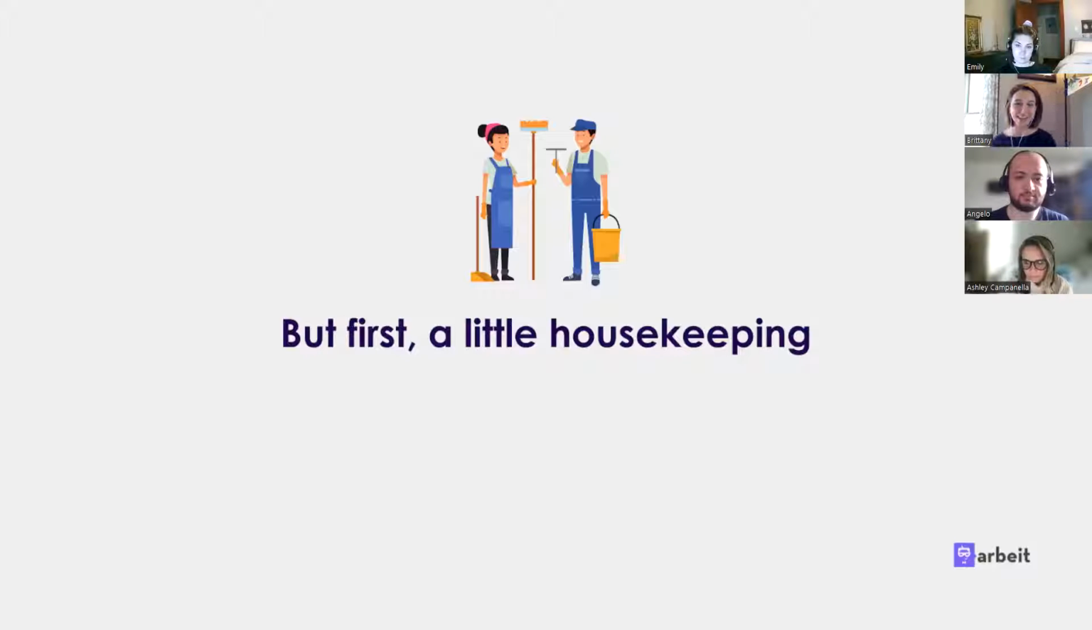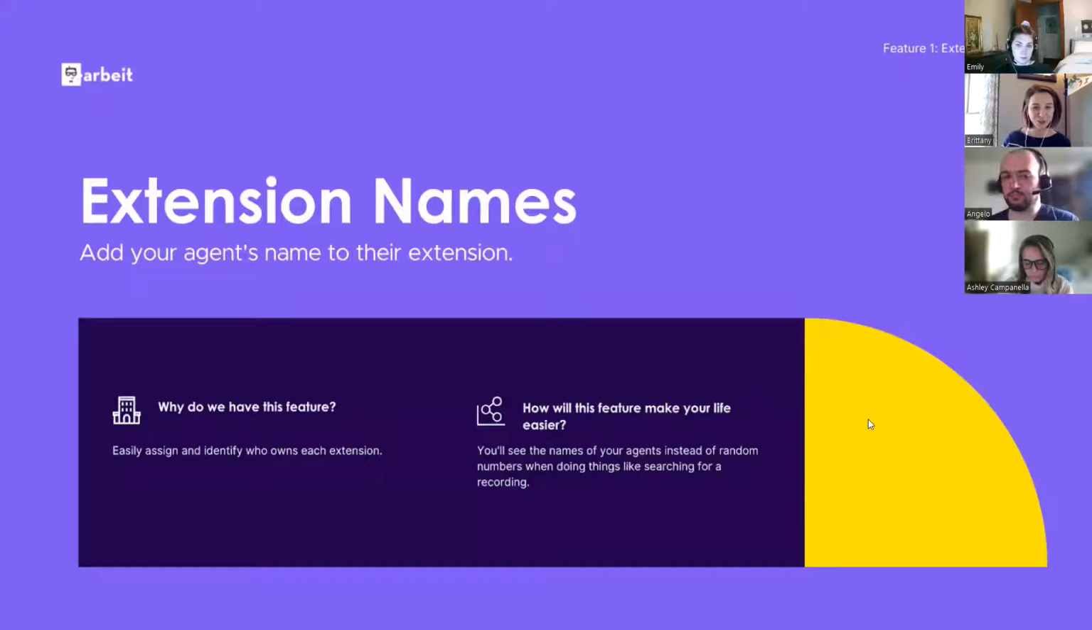All right, and then we'll get into the first of our features. The first one is going to be extension names. So what is this? This is basically where you add your agent's name to the extension. Why do we have this feature? It easily assigns and identifies who owns that extension, making your life a little bit easier. You'll be able to see the names of all your agents instead of just some random numbers. So if you're doing things like searching for a call, it will make your life a little bit easier.